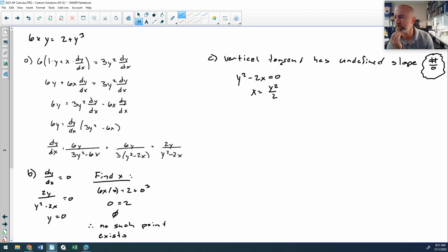Okay, this is not going to be as bad as I was thinking. Okay, I'm double checking to make sure that is correct. y squared divided by 2. Yes, that would be correct. Then to solve for the points, notice I don't have a numeric value for either one yet. I'm going to take that y squared over 2 and I'm going to plug it in for x here.